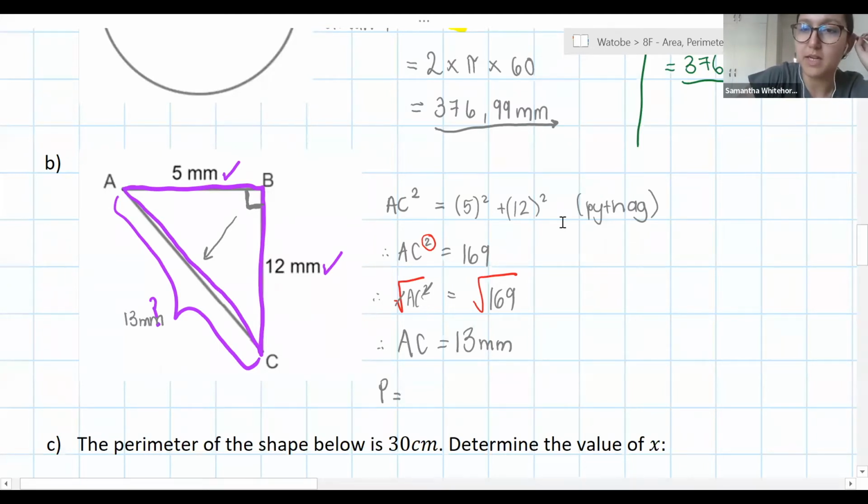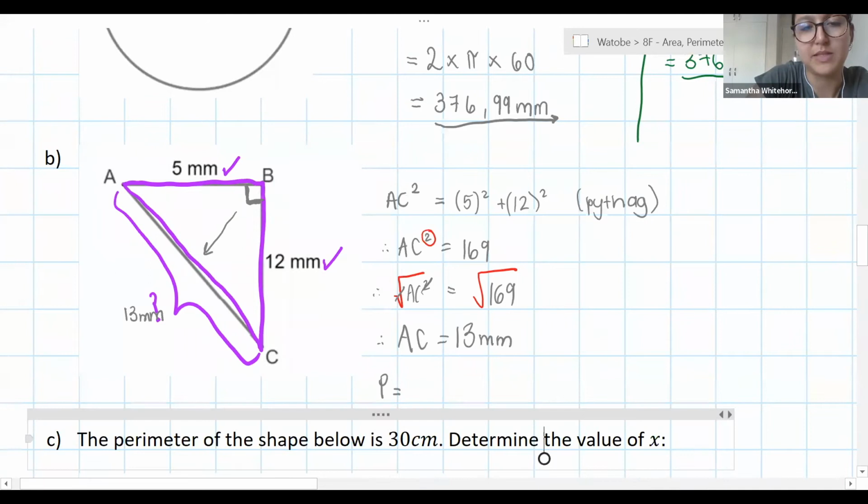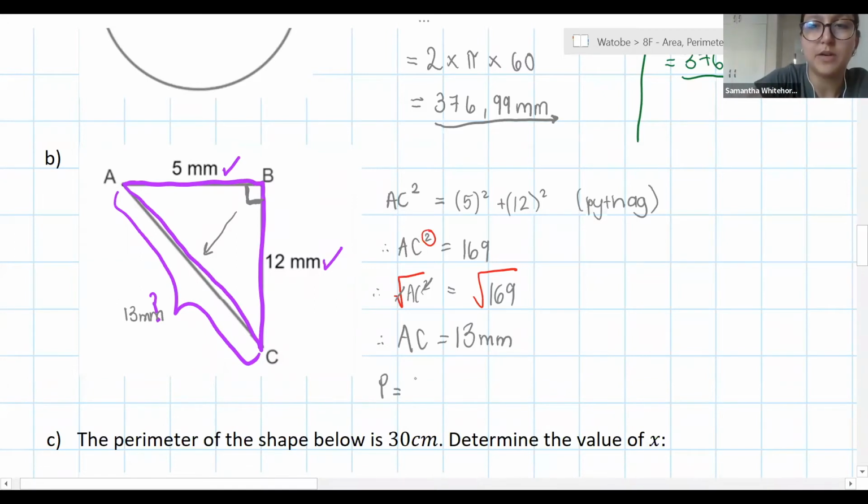Right, Lawrence, do you want to tell us? Ma'am, the perimeter is 30 millimeters. Excellent, well done. So your perimeter here, guys, is 30 millimeters because we say 5 plus 12 plus 13, and that gives me my 30 millimeters, which is my perimeter.